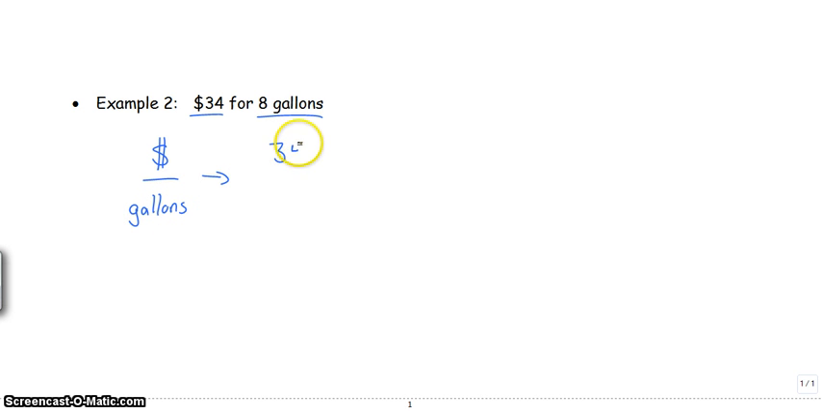Our money is $34. The number of gallons is 8. It becomes a division problem again. So in your calculator, we do 34 divided by 8. And what we should get is 4.25. And again, we put that over 1.